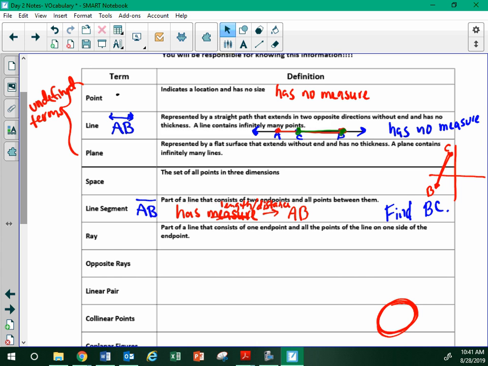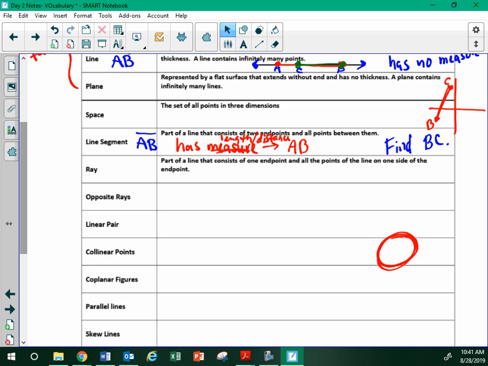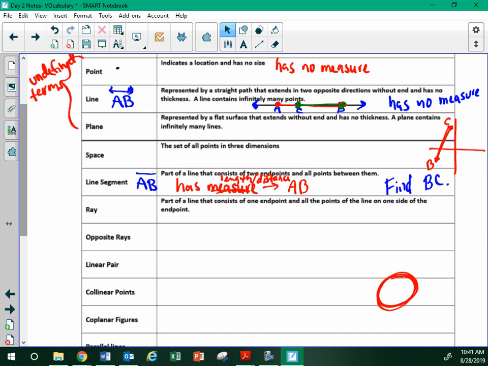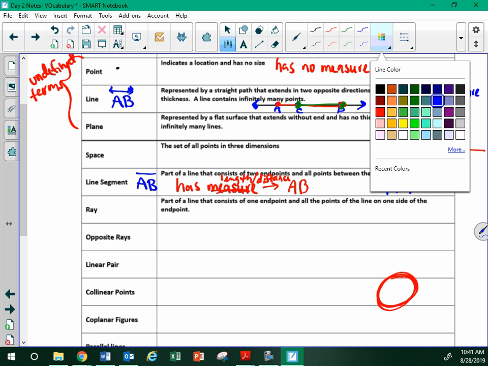Alright, let's go ahead and head down to ray, and go down to angle at the bottom. So a ray is just part of a line that we have an endpoint and we have it going on forever. Okay, so if line segment cuts off both ends, a ray basically cuts off one end. Our notation for a ray, we again use 2 letters, but we have to start off with the endpoint. So let's suppose I wanted to talk about this ray.